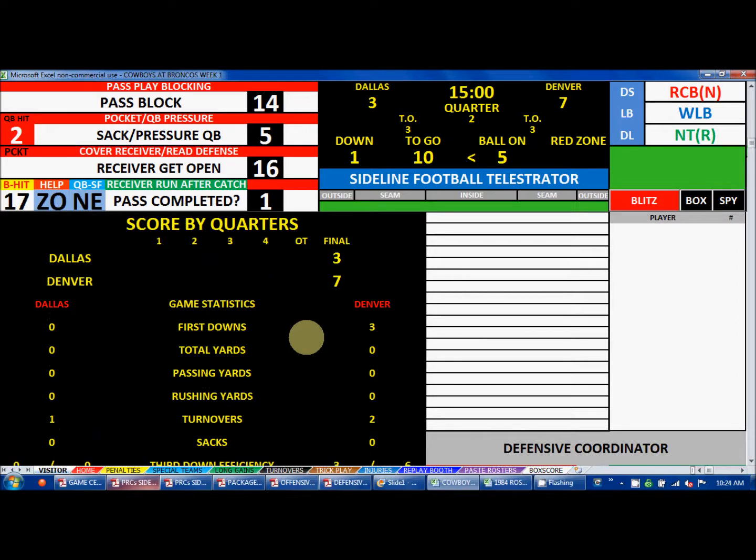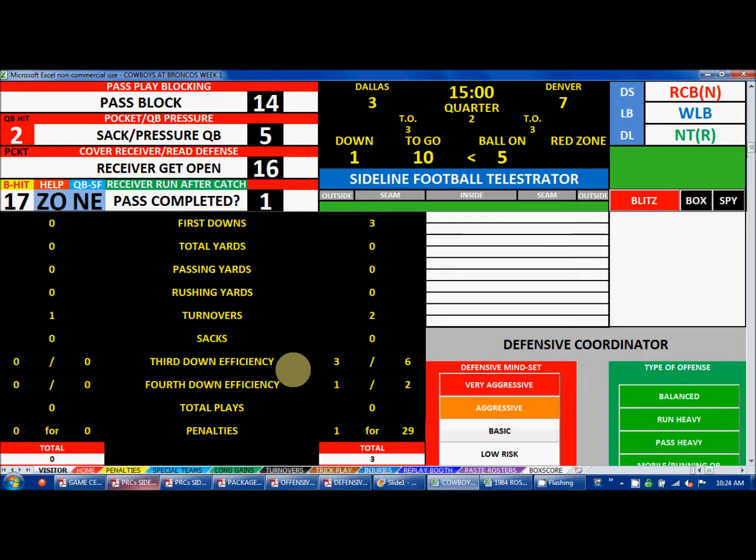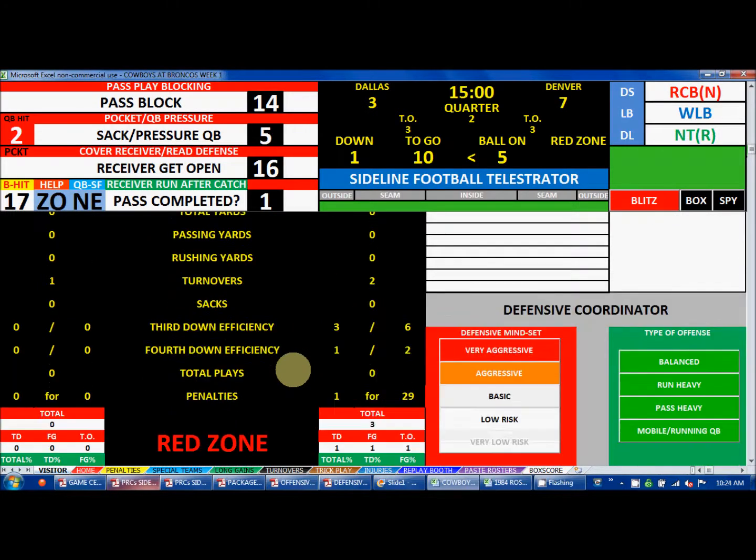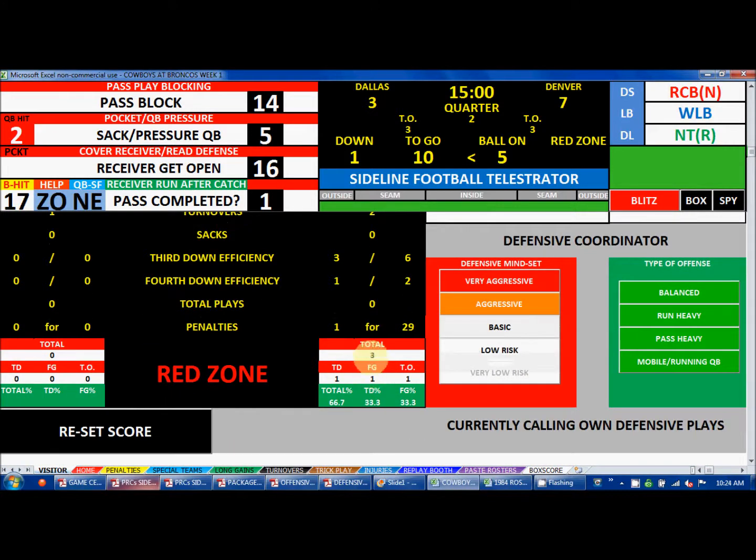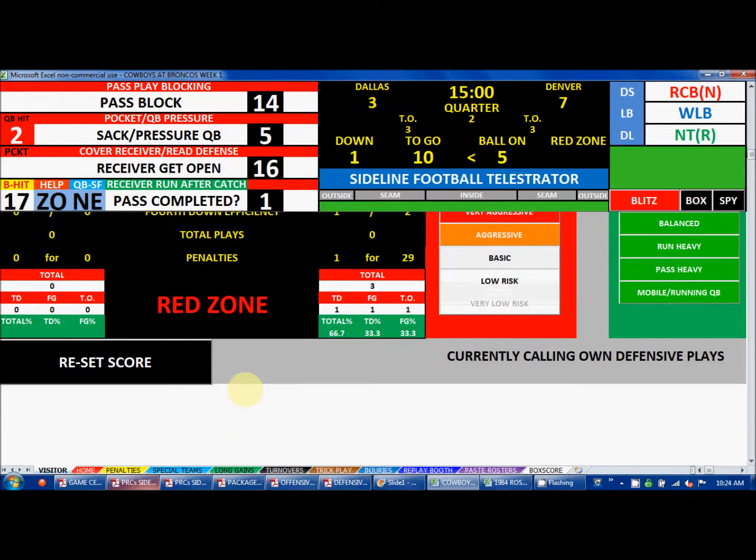First downs, total yards, passing yards, rushing yards, turnovers, sacks, third down efficiency, fourth down efficiency, red zone. It keeps track of total times in the red zone, type of scores, what the percentages are, etc., etc. If you ever need to reset the score because you make a mistake, for example, just hit this button here. Do not enter it manually into any of these areas.